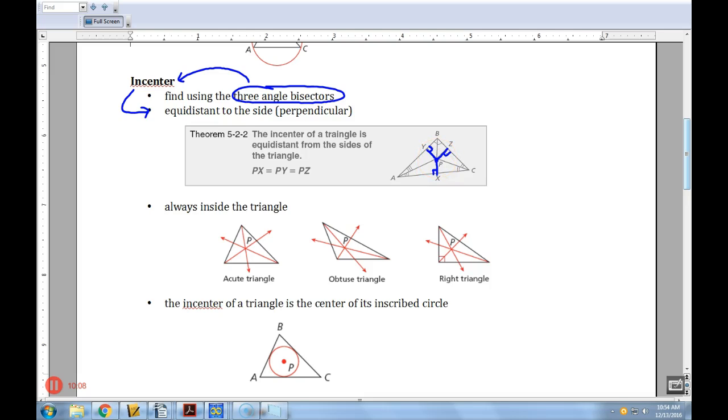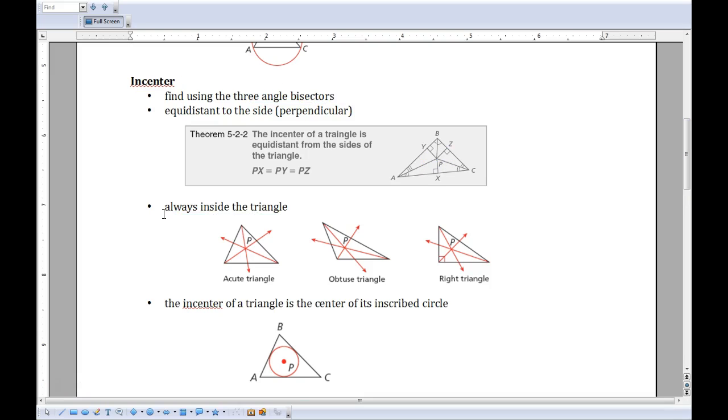And if these are all equal distance, you're going to find that you can put a little circle inside of a triangle by using the angle bisectors. And something I noted when we did the activity is that it's always inside of the triangle. That special point, the incenter, is always on the inside.